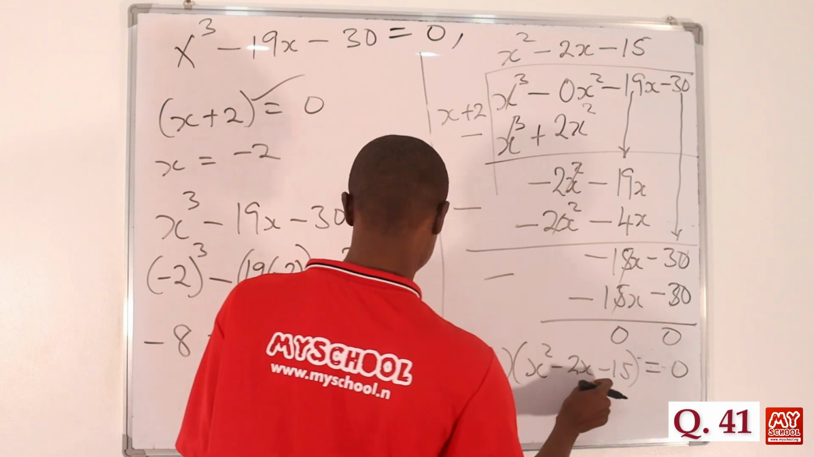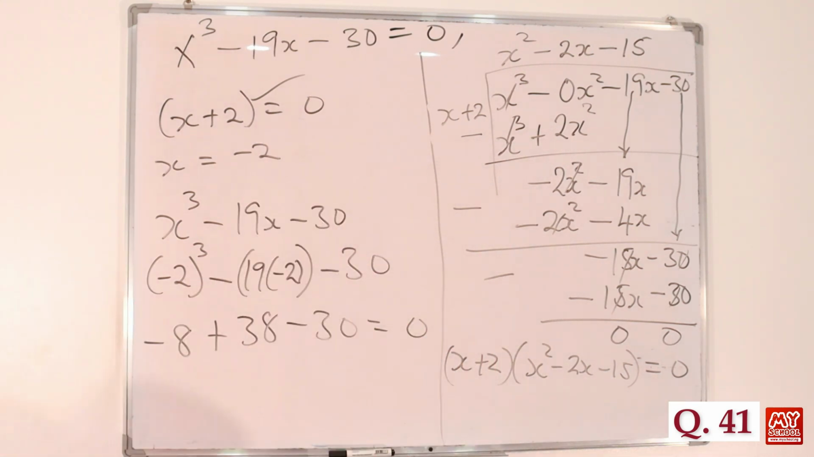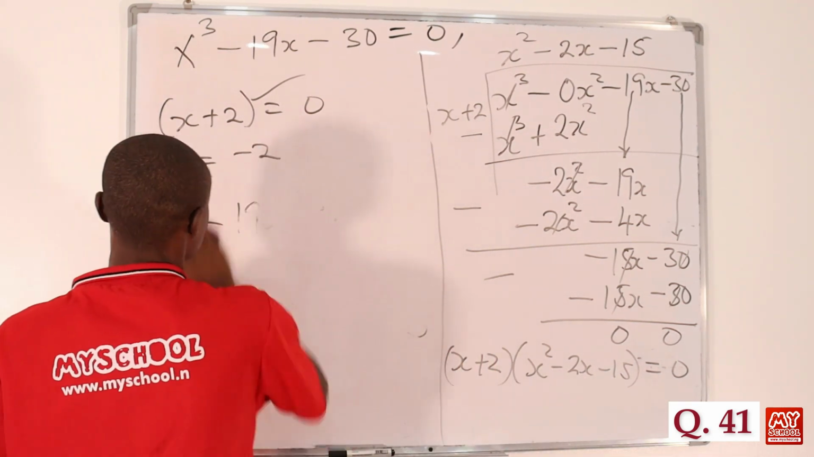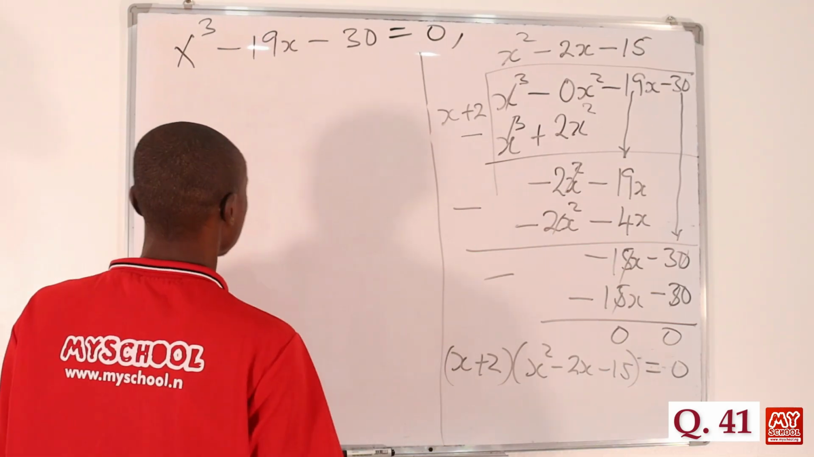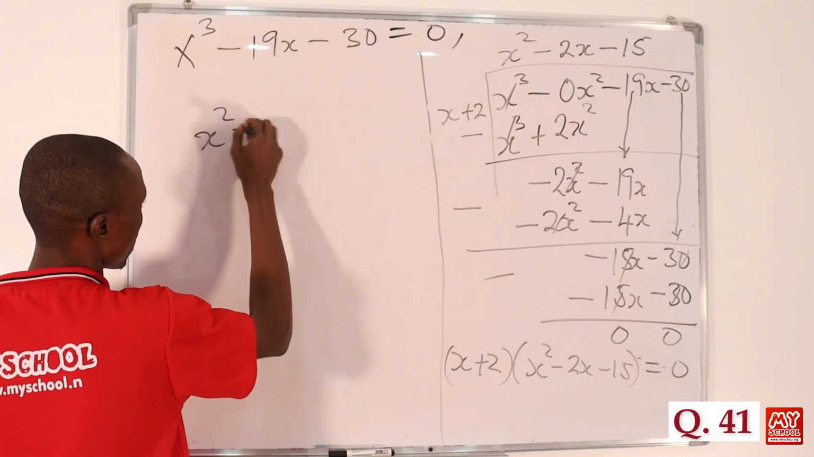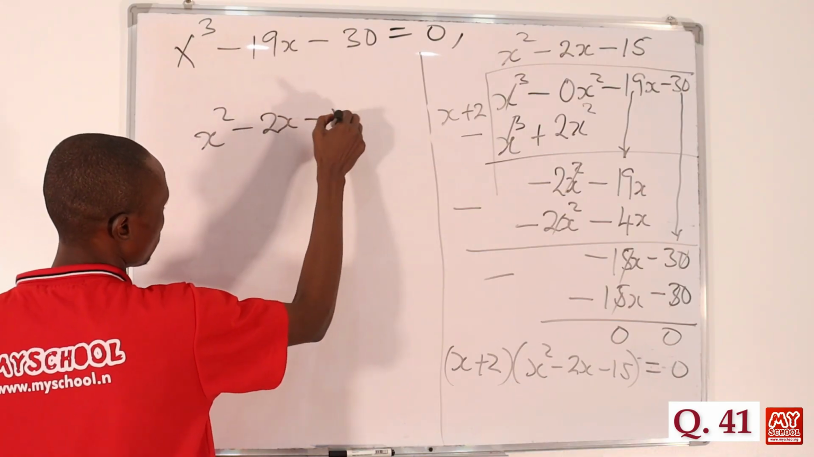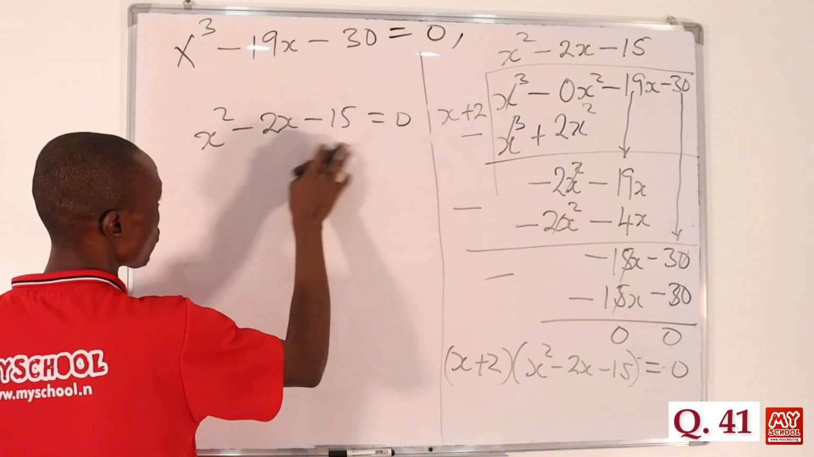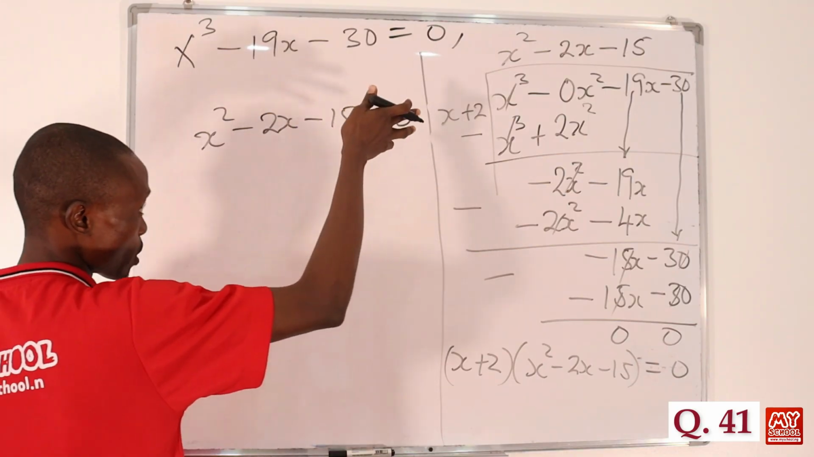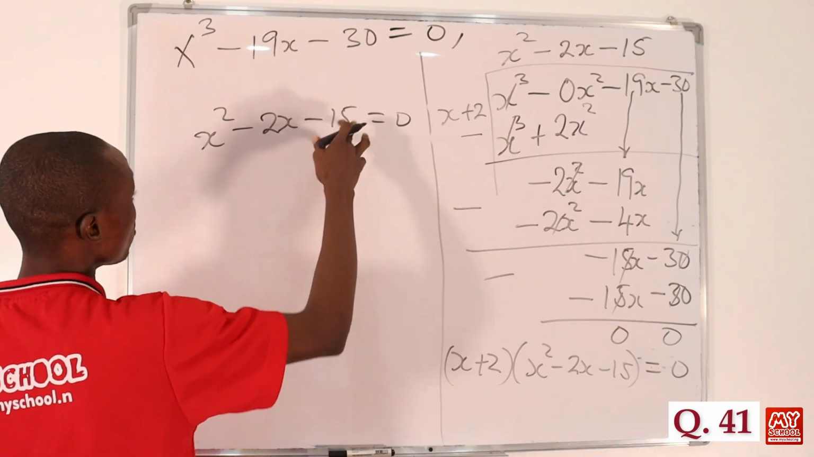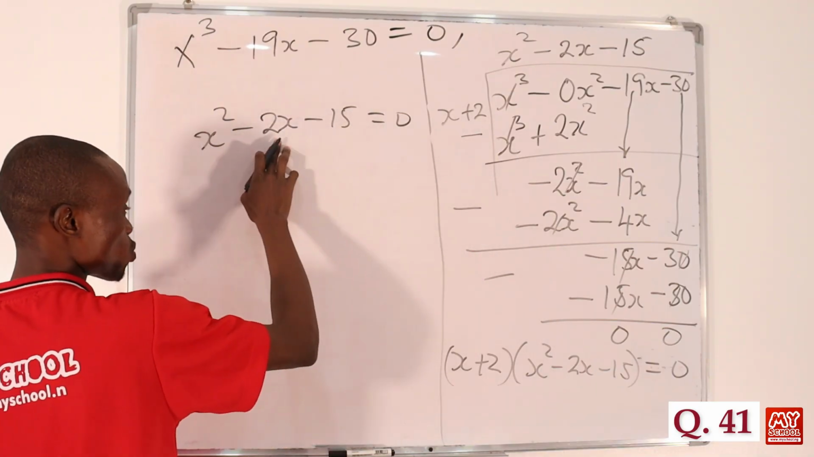So now we need to factorize this. Okay, let me clean this side off. So we need to factorize what we have in the second bracket just to break it down further, right? So that is x squared minus 2x minus 15 is equal to 0. So if we factorize it, we look for two factors of 15 that, if we multiply together, will give us minus 15, and if we add together should give us minus 2x, okay?